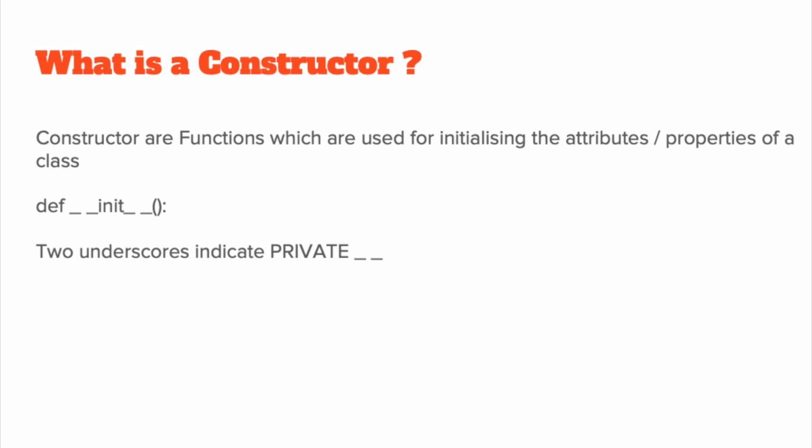Now the 2 underscores here indicate this is private. So we're creating a private constructor. If we wanted to create a public constructor, you could do that with a single underscore. But remember, this is basic object-oriented programming terminology, and this is the way we implement it in Python.